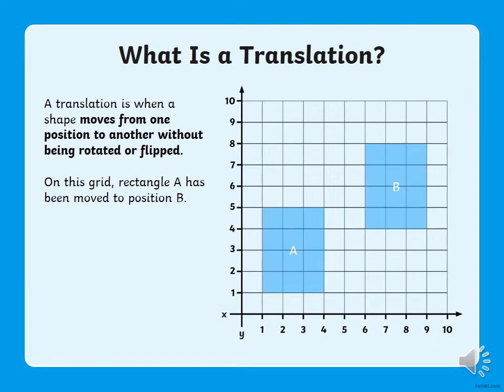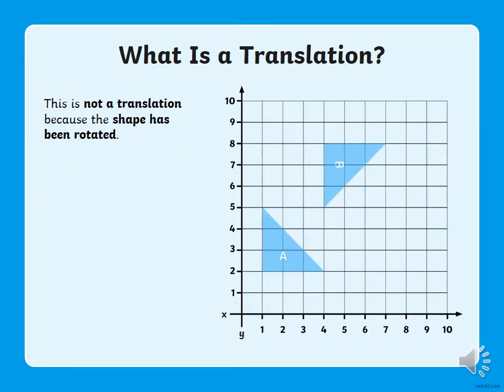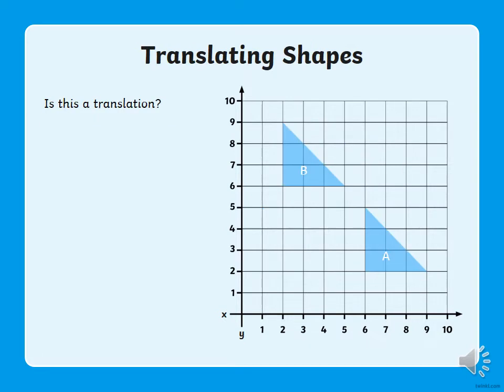Okay, so what is translation? A translation is when a shape moves from one position to another without being rotated or flipped. On this grid, rectangle A has been moved to position B. This is not a translation because the shape has been rotated. Is this a translation? So look at this shape. We use the letters on the shapes to help us identify how it's been moved. So A has been moved to B. B doesn't come to A. So A, your first letter of the alphabet, has been moved to B.